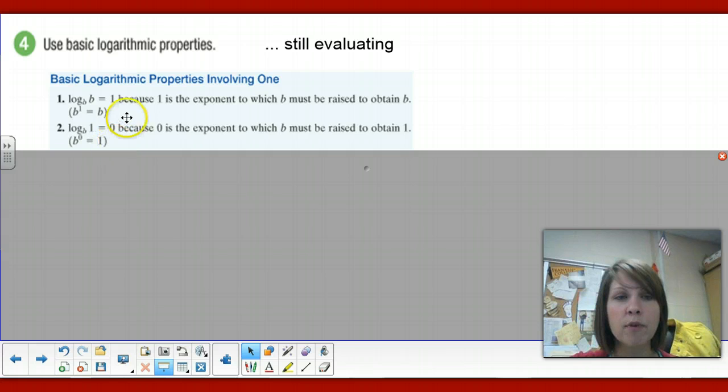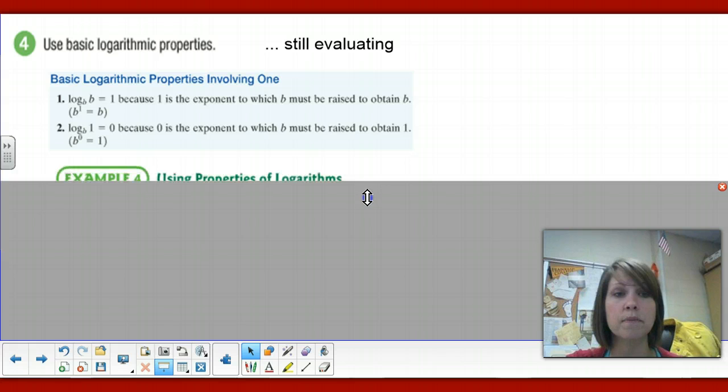And this does a nice job for both of these of explaining where they come from. It's that converting into exponential form. If you change number 2 into exponential form, it would be b to the 0 equals 1. Well, anything to the 0 is 1. So changing that to logarithmic form would have the same thing going on. And the log of b base b is 1 because b to the first power is always going to be b. Okay, those are 2 rules for us to memorize and to use.